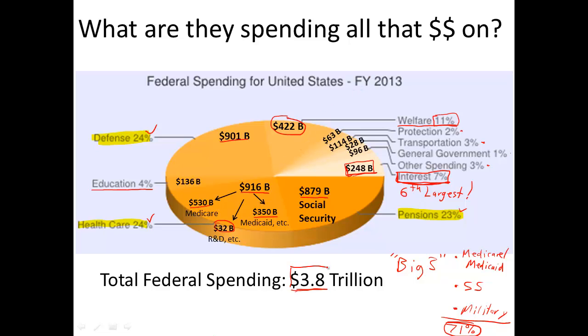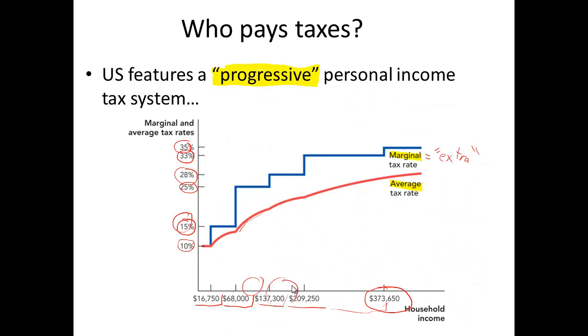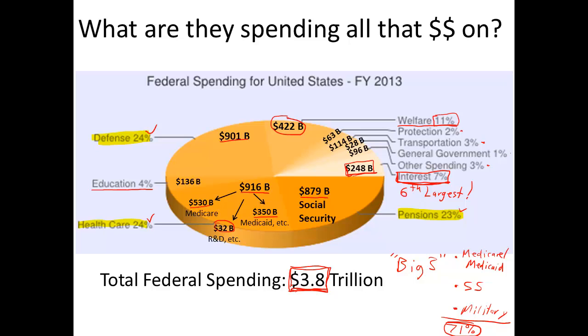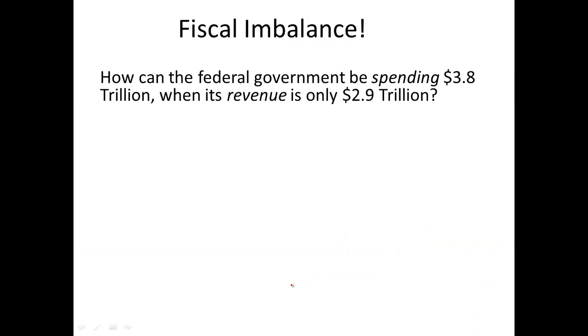And here's what it's spent on. Again, this is just so you can know the facts and know the outlines of what the fiscal situation looks like. Okay, now hang on a second though. Let me go back here and remind you that we had federal revenue of only $2.9 trillion, but here we've got federal spending of $3.8 trillion. What's going on? How can the federal government be spending $3.8 trillion when its revenue is only $2.9 trillion?